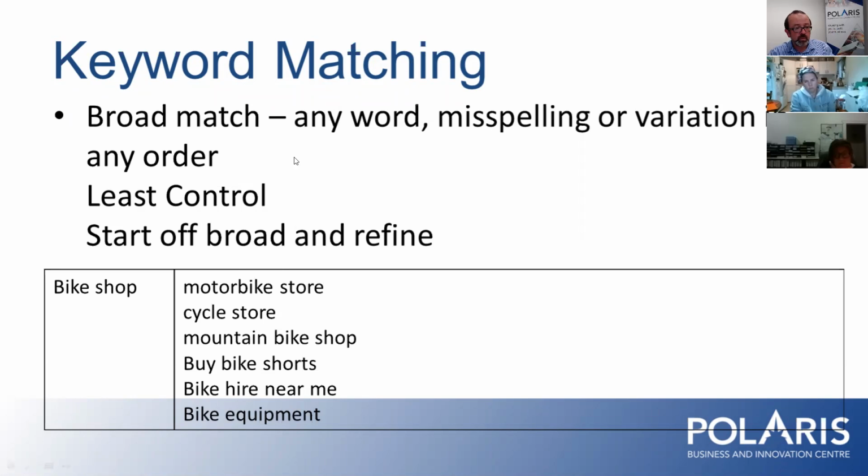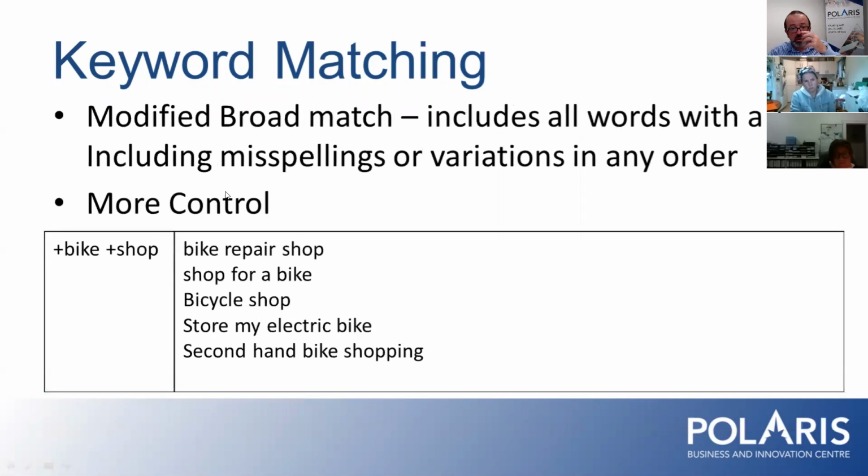The next refinement of matching is what's called modified broad match. And you do this by putting a plus symbol in front of the words. What that means is that your ad will only be potentially triggered if all the words or misspellings or synonyms appear in the search query and the order doesn't matter.